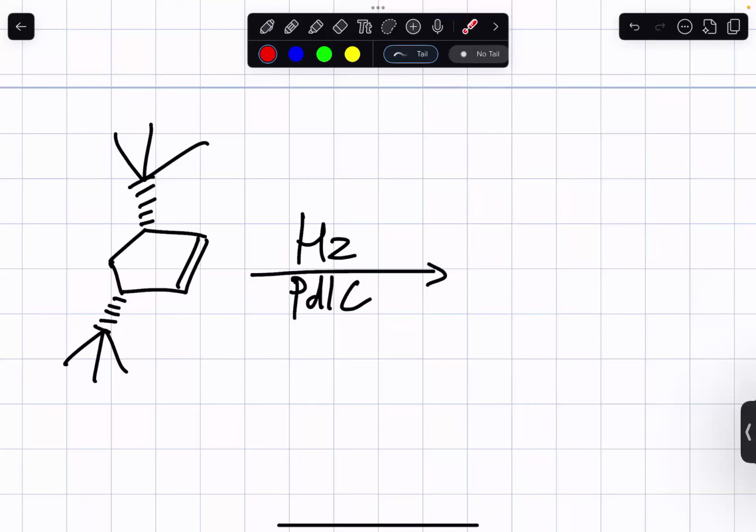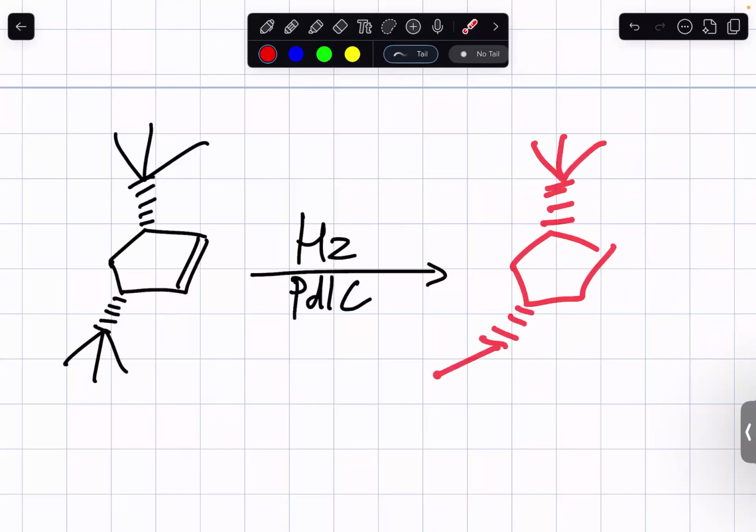So for this problem, you think the PDC attaches to the endpoints where the pi bond is, and the pi bond breaks, right? And then that would create a single bond like this. And that will be the answer. But I just realized that I forgot something about this problem.